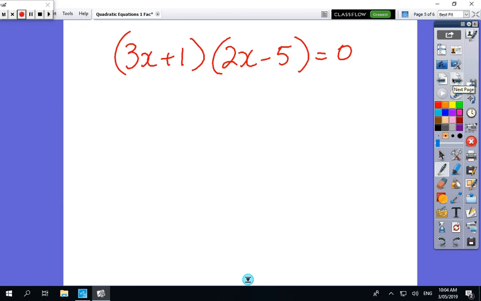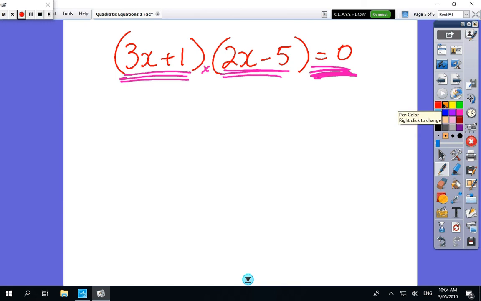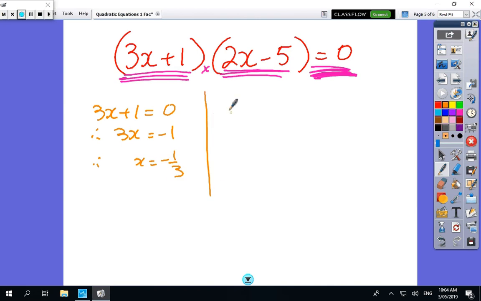Okay, here's another one. Now I haven't put the times sign in, but there's a times sign. If the answer equals 0, either the first bracket equals 0 or the second bracket equals 0. So if you're not sure, you just say 3x plus 1 equals 0, 3x equals minus 1, so x equals minus 1/3, so that's your first answer, or 2x minus 5 equals 0, 2x equals positive 5, so x equals 5 on 2.